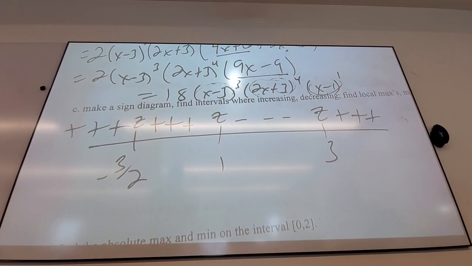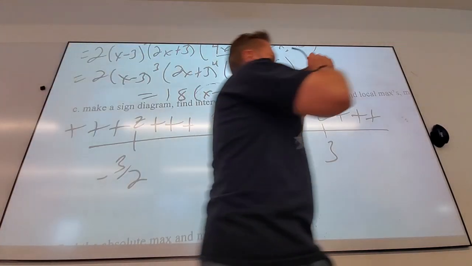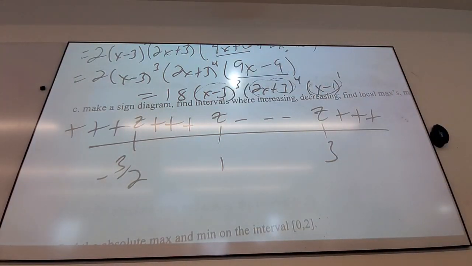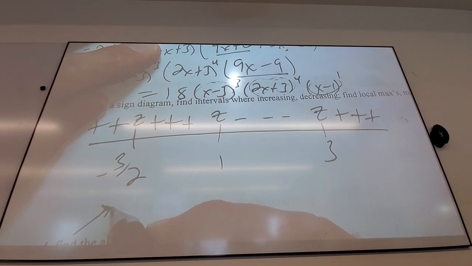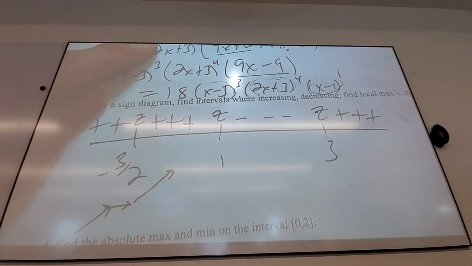So what's weird about negative 3 halves? Is it going to be a max or a min? It goes up to it and then it goes up away from it. Is that a max or a min? Good. My question is silly. There should be a third option. It's neither, yes? Let's say a place where it rests. So if I put underneath it, it's going to be going up, flat, going up. So it's not a max or a min.